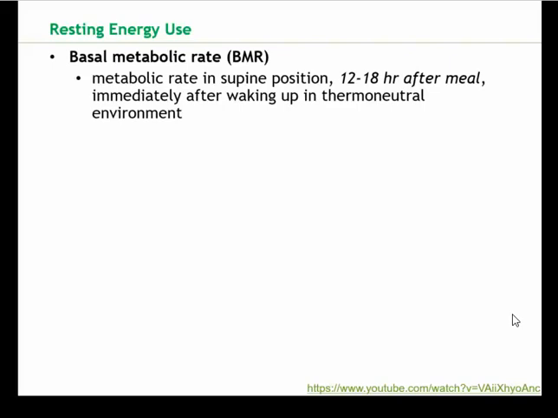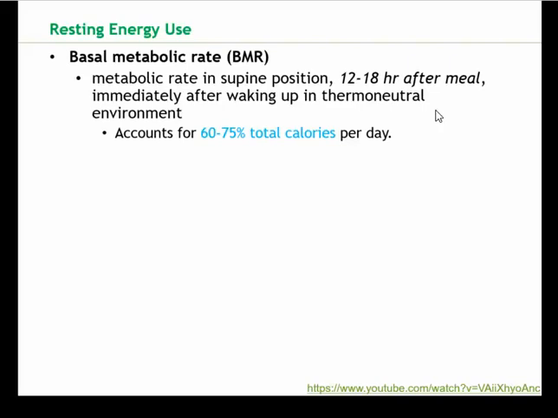So basal metabolic rate, let's look at this definition. Metabolic rate taken in a supine position, meaning laying on your back, 12 to 8 hours after a meal. So basically waking up in the morning and getting this test done, immediately after waking up in a thermoneutral environment. This accounts for about 60 to 75% of total calories expended during the day.